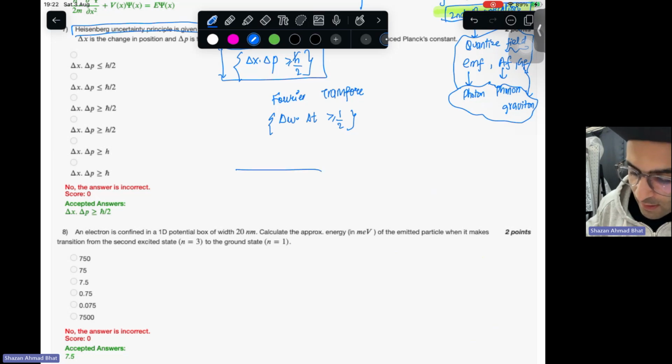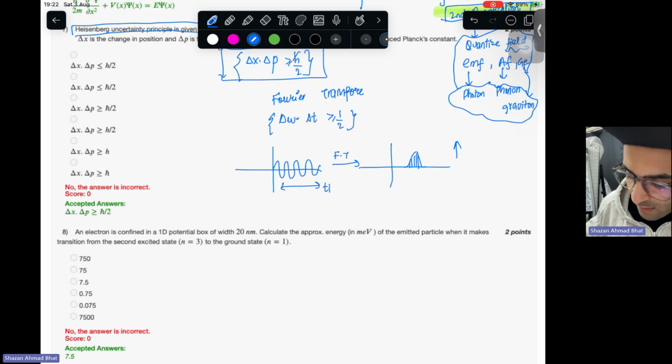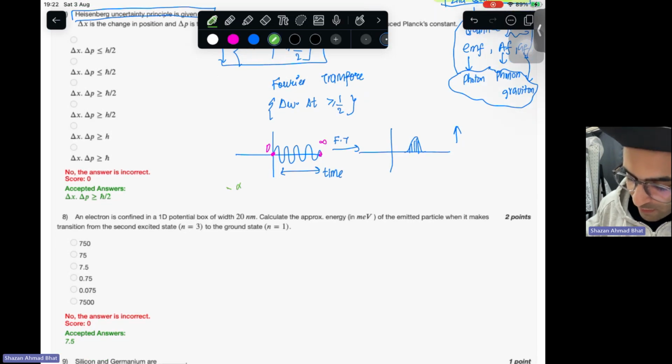Let's say you have a sine wave, and you compute its Fourier transform, you get something like this. Now, why do you get a band? Why don't you get an impulse? Because this particular sine in the time domain is limited from 0 to, let's say, infinity. Ideally, the sine wave should be from minus infinity to plus infinity. Then only you can get a Fourier transform of a single impulse function with a single frequency omega naught.